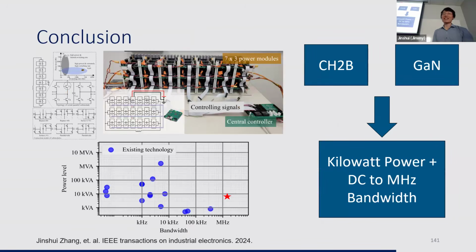So this is our work on a high power amplifier with an ultra wide output bandwidth. The key technology is to combine the CH2B topology with gallium nitride transistors. Any questions before we move to the last application? Great.